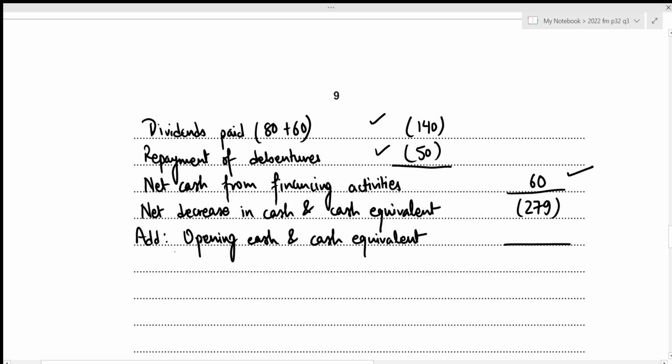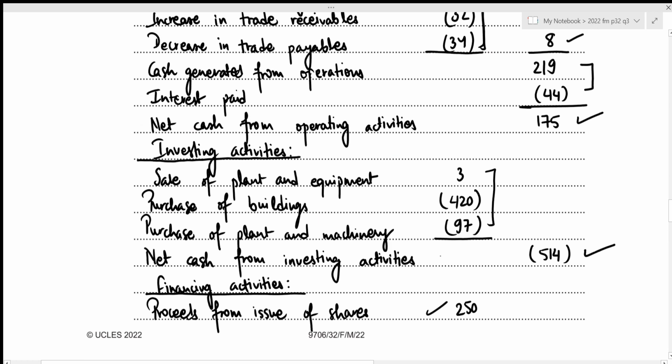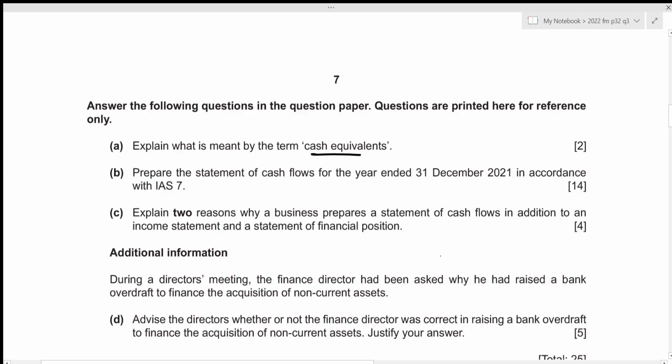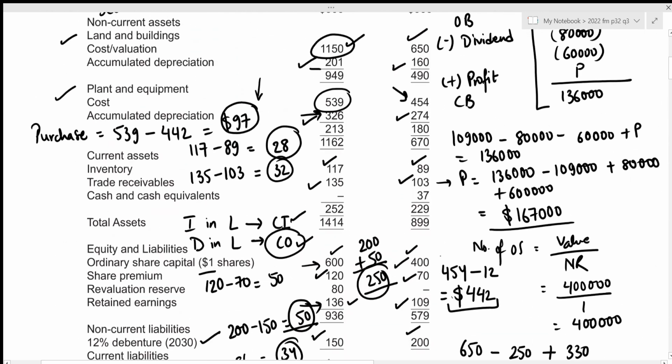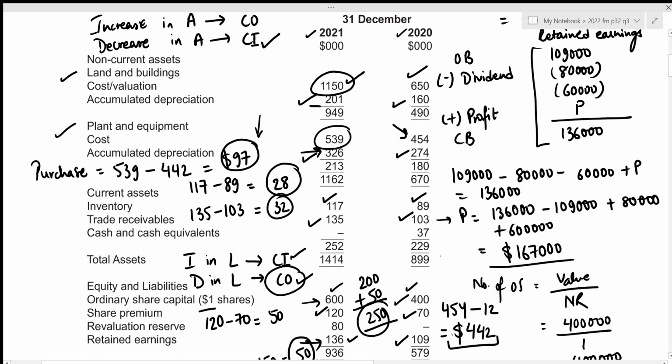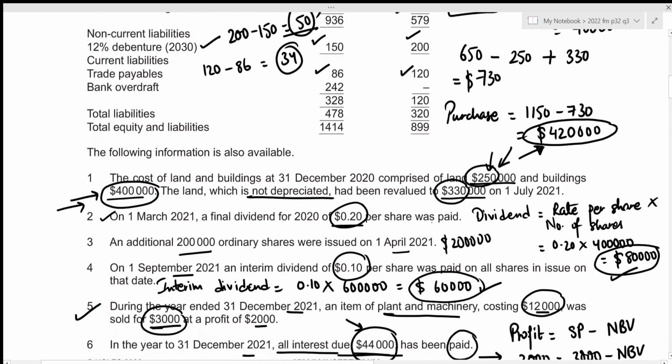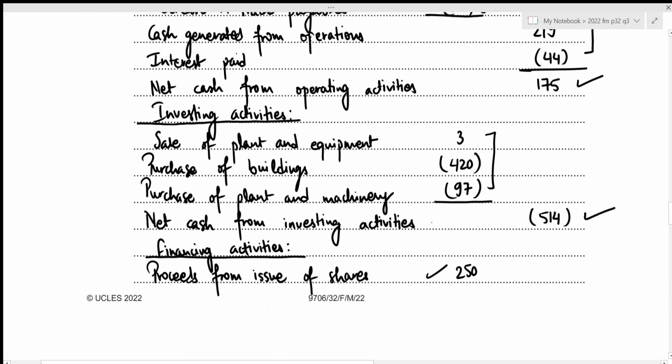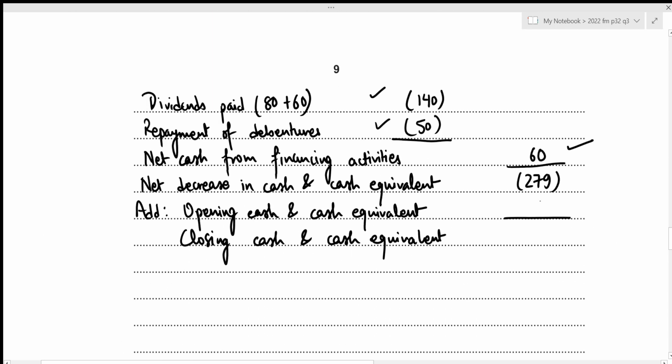So that we can figure out our closing cash and cash equivalent. Let's have a look above. So we were given the previous year's statement of financial position, and we're just going to write down the cash and cash equivalents value from that. So that is 37,000. This will act as our opening cash and cash equivalents. Let's write it down. That's 37,000.